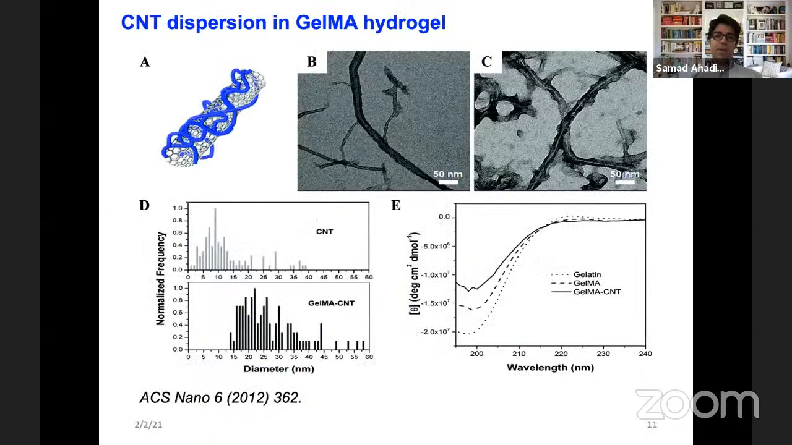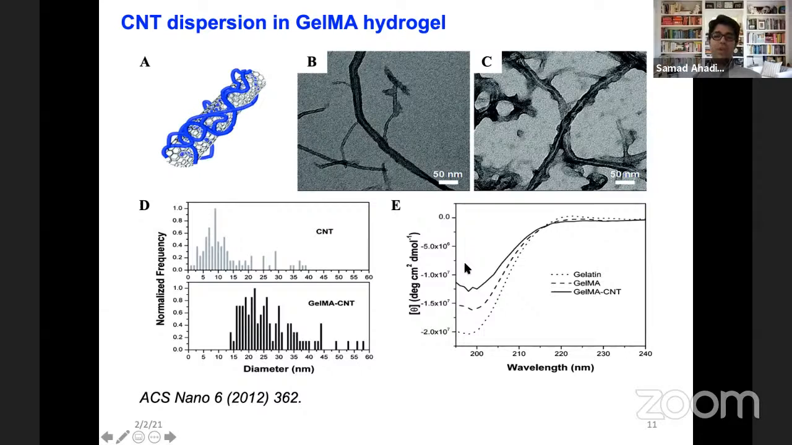In the next step, we introduced carbon nanotubes. We use multifunctional carbon nanotubes here, functionalized with carboxylic groups. We noticed the GelMA pre-polymer is a good dispersant of the CNTs inside biological media. In B and C, you can see the TEM pictures of the pristine CNTs and after encapsulation inside the GelMA pre-polymer. When we quantify the diameter of the CNTs, we notice a bigger thickness of the CNTs inside the GelMA pre-polymer compared to the pristine CNTs. It was confirmed with AFM measurements as well.